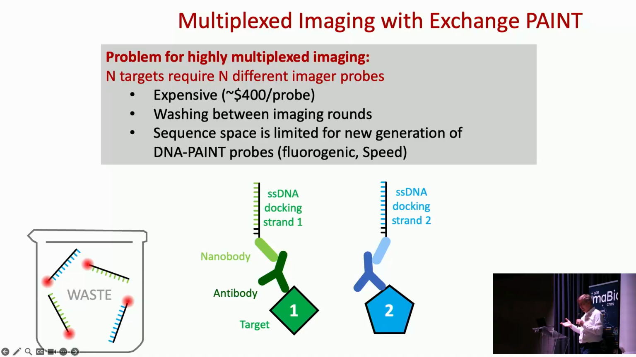And then the real killer is, however, and I don't have time, unfortunately, to go into this, the sequence space is relatively limited with these new generation of fluorogenic or speed imager probes that I briefly mentioned, which are the solution for modern DNA-PAINT imaging. We have reduced the possibility of sequences to somewhere between 5 and 10 actually now. So we cannot easily scale this up to 100.